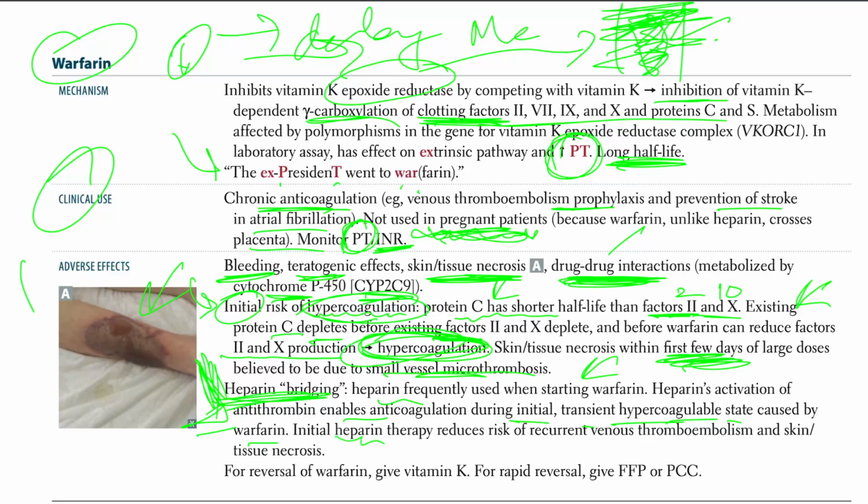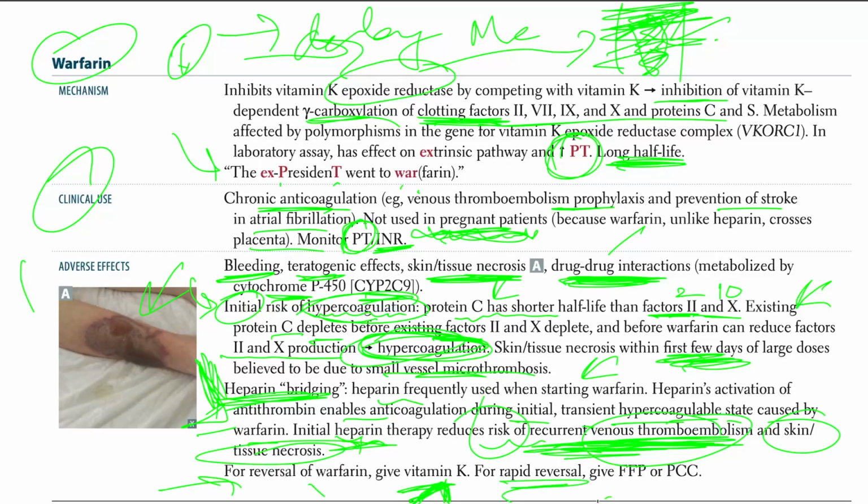Okay, so initial heparin therapy reduces the risk of recurrent venous thromboembolism. So very important. Look, what are the benefits if we were to have initial heparin? You have reduced the risk of venous thromboembolism and skin tissue necrosis. For reversal of warfarin, give vitamin K, but this is again delayed. We talked about it. But for rapid reversal, give FFP or PCC.